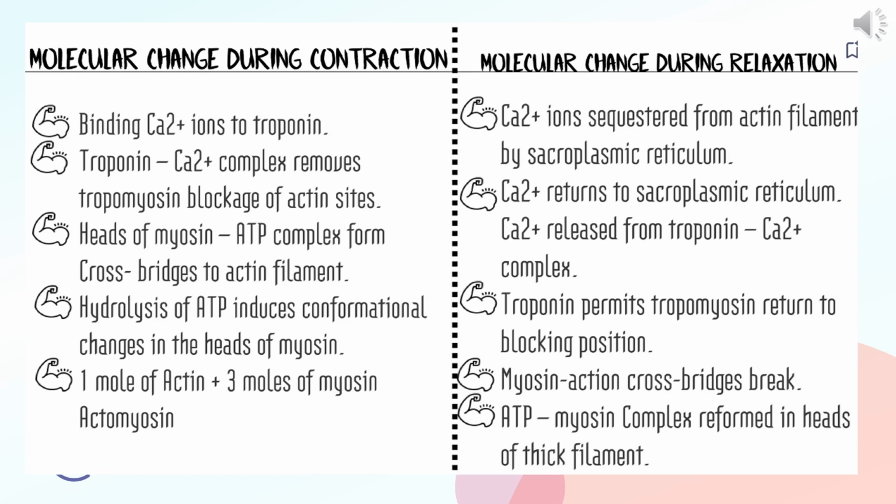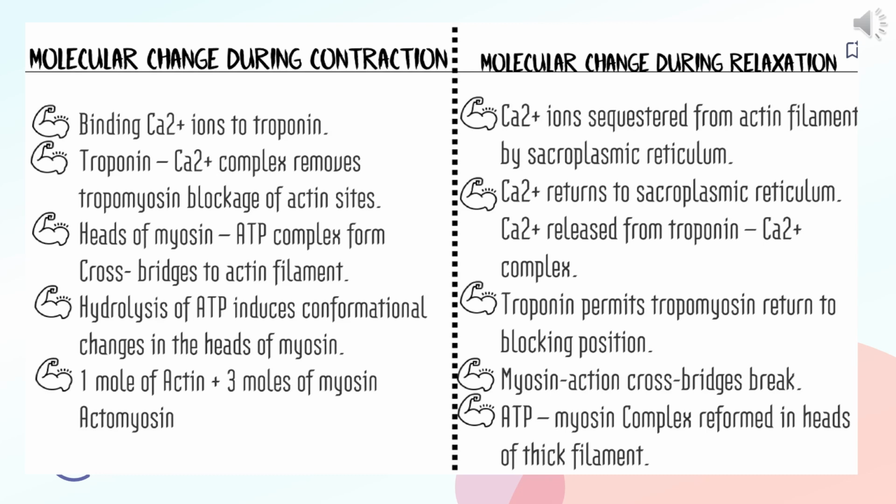Muscular change during relaxation. Binding of Ca2+ ions to troponin. Ca2+ ions are separated from the actin filament by the sarcoplasmic reticulum. The troponin-Ca2+ complex removes tropomyosin blockage of actin sites. In this, Ca2+ returns to the sarcoplasmic reticulum. Ca2+ is released from troponin. In this, the head of myosin, the ATP complex, forms a cross bridge to the actin filament.